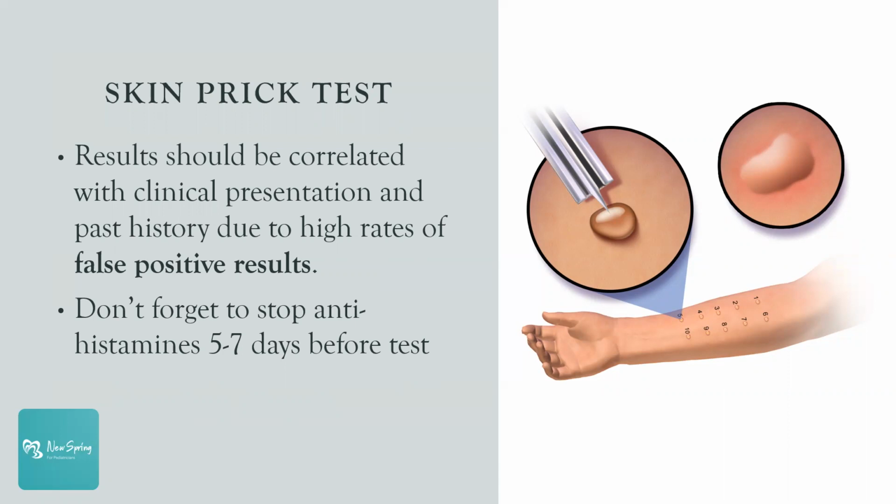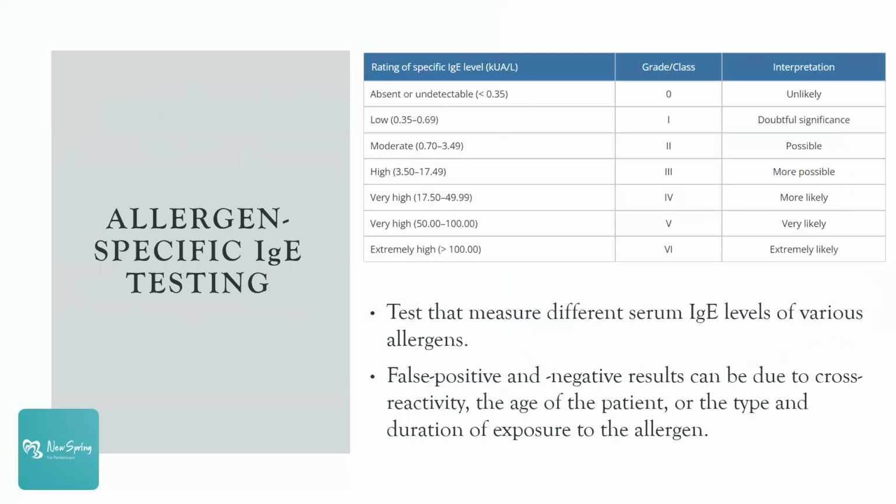And don't forget to advise the patient to stop antihistamines about 1 week before the test, because it will impact the results in this child. The other test we're going to talk about is allergen-specific IgE testing, a test that measures different serum IgE levels of various allergens. And also there is a false positive and negative result rate that can be due to cross reactivity, the age of the patient, or the type and duration of exposure to the allergen.